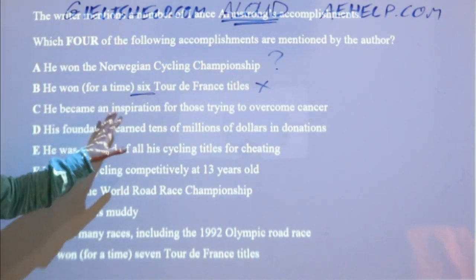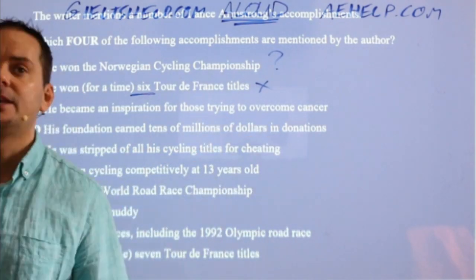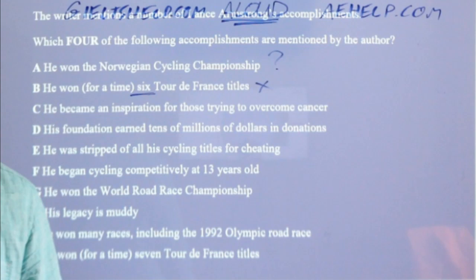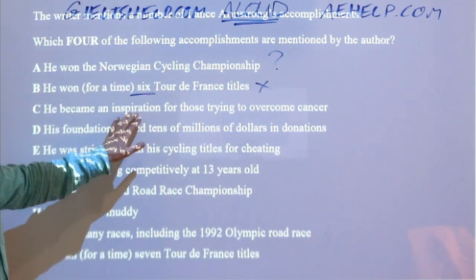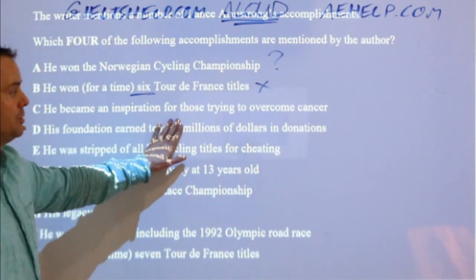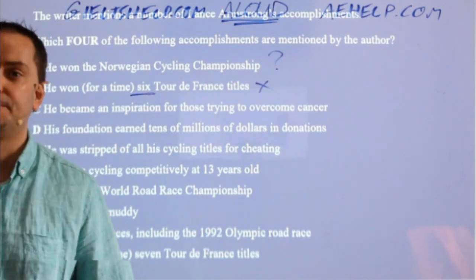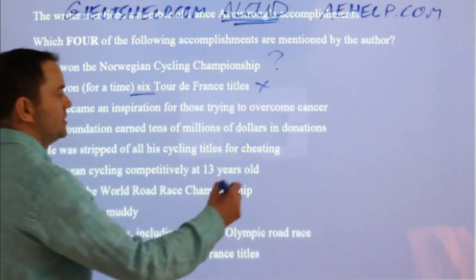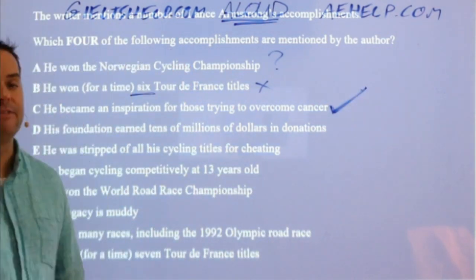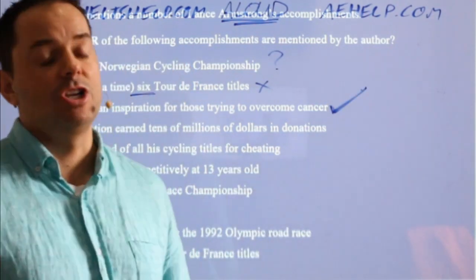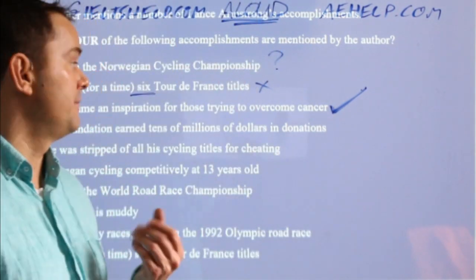He became an inspiration for those trying to overcome cancer. Yes or no for C? So C means he is a hero for those people who are trying to battle with cancer. Yes or no for C? Lumna says yes. So that one for sure, right? Of course. I mean, just surviving, even if he's cheating or not cheating, it doesn't matter. If he survives a serious, serious cancer, he's definitely an inspiration.